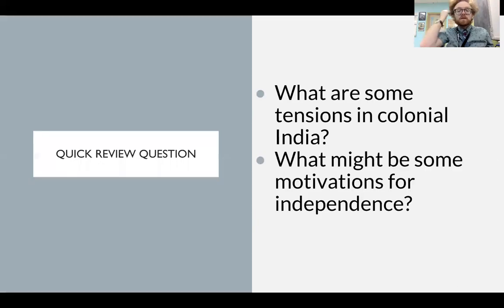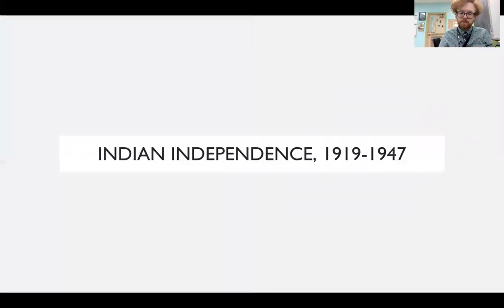So you should be able to identify some tensions in colonial India and then think about what might be some motivations for independence. What are some short-term factors? What are some long-term factors? So let's look at this process of a move towards Indian independence.